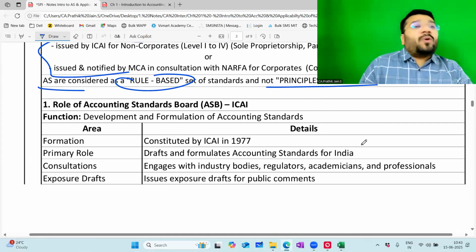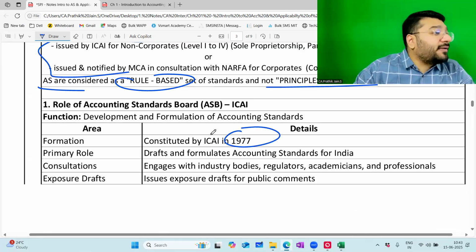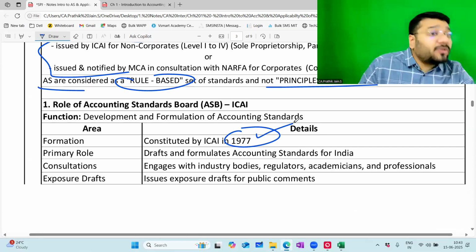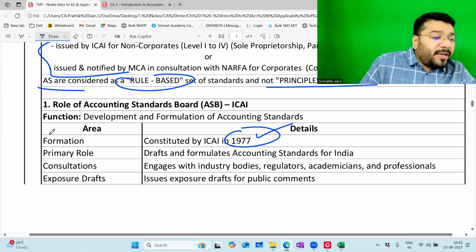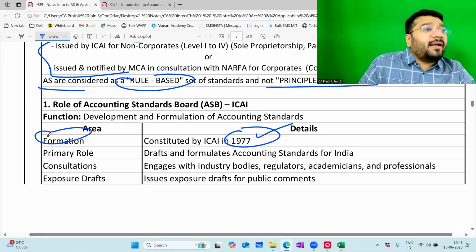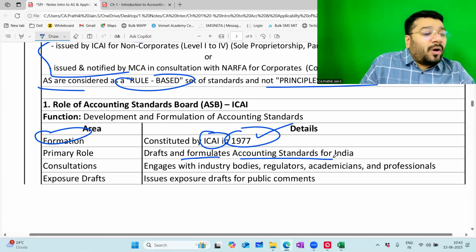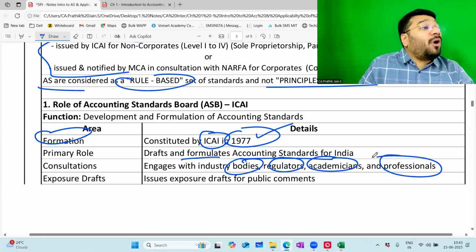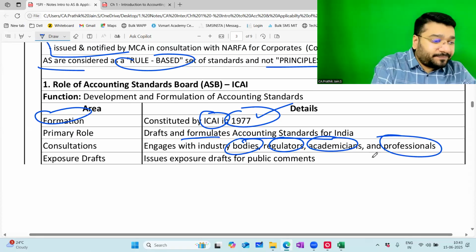Okay. So when was ASB formed? In the year 1977. In our textbook, the ICAI module, they've given a specific date also on which it was formed. So if possible, I'll incorporate that date and also give it to you. So who created ASB? ICAI created ASB. What is the primary role of ASB? To formulate accounting standards. And for that, they have discussions with multiple experts, bodies, regulators, academicians, professionals, to understand what problems people face in real life while accounting. So keeping all that in mind, they try to develop AS.